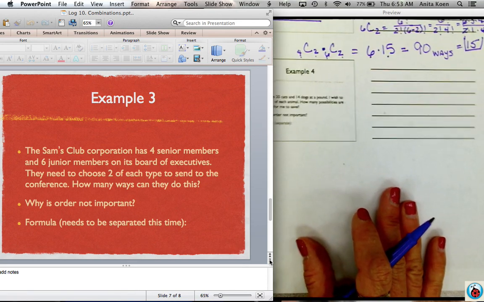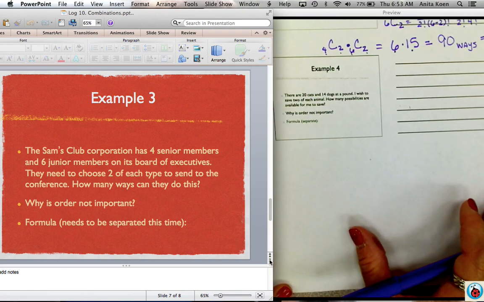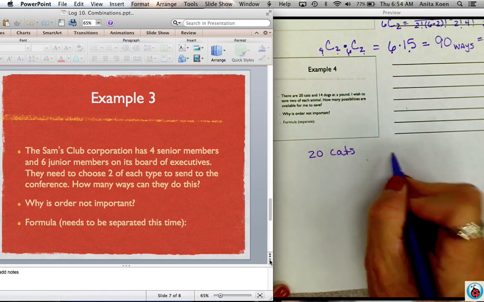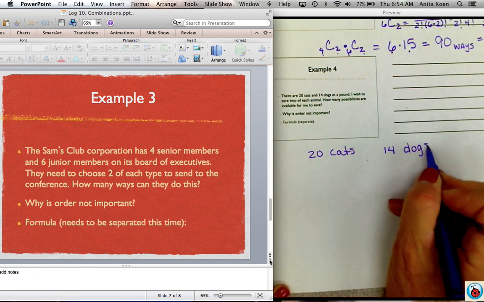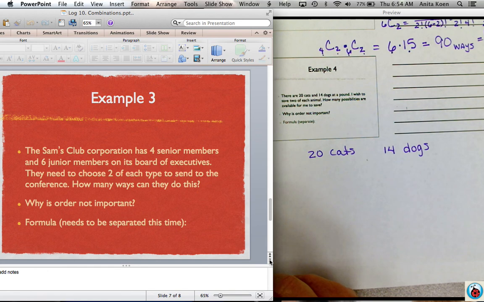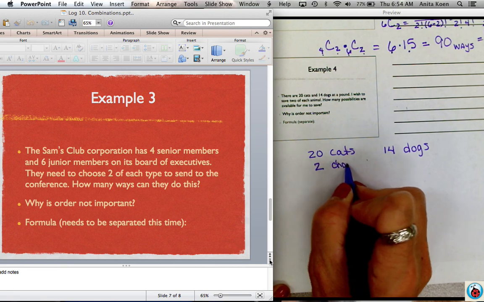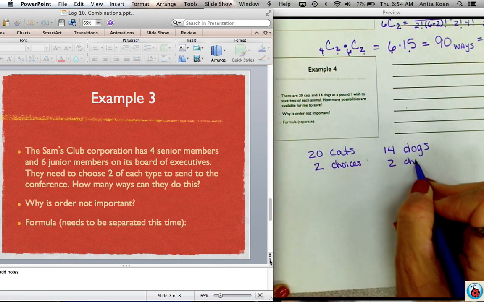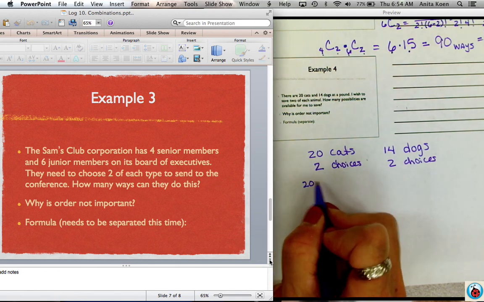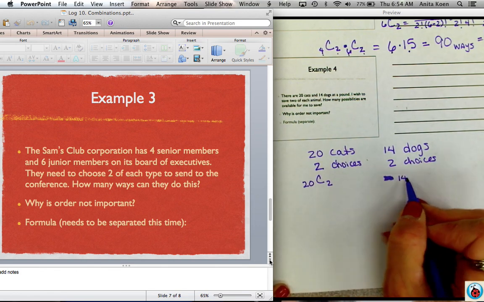Okay, example number 4. And this will be the last one. There are 20 cats and 14 dogs in the pound. So 20 cats, and there are 14 dogs. And I want to rescue or save 2 of each animal. How many possibilities are there? So I want to choose 2. Okay, 2 choices. I want to choose 2. And there's 2 choices of dogs. I want to save 2 of each animal. So I'm going to do 20 choose 2, and 14 choose 2.